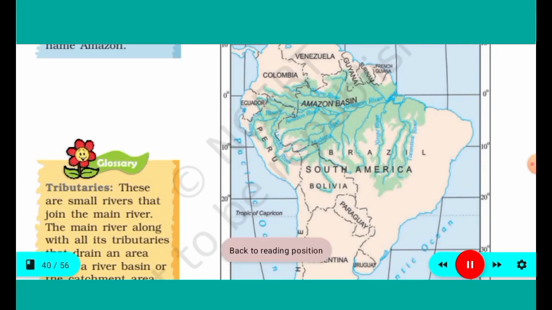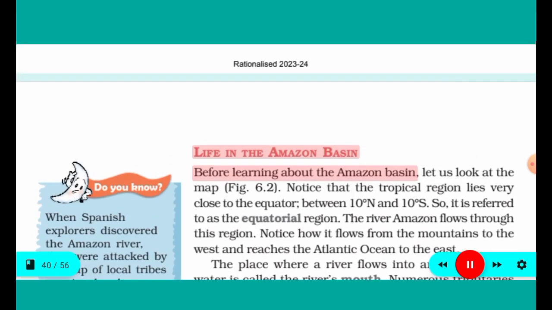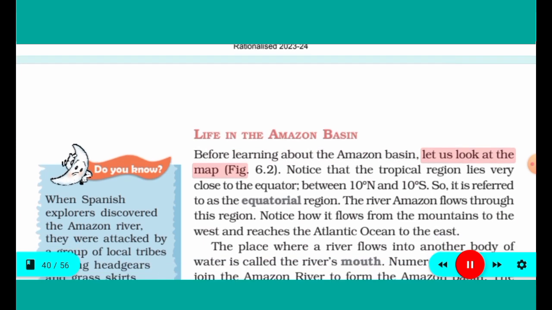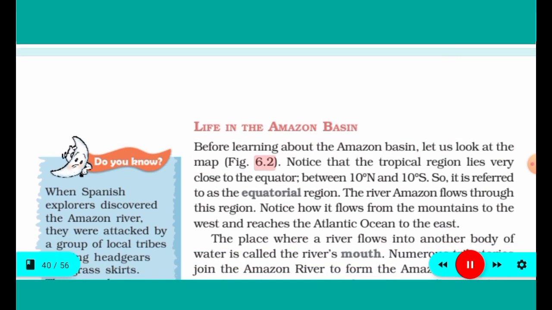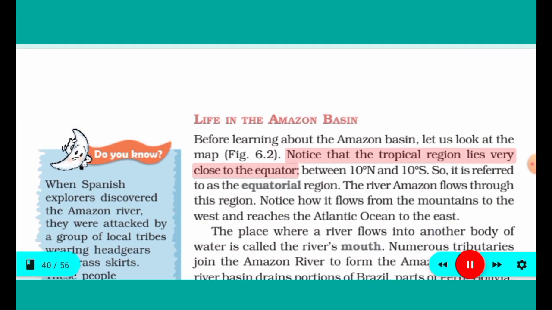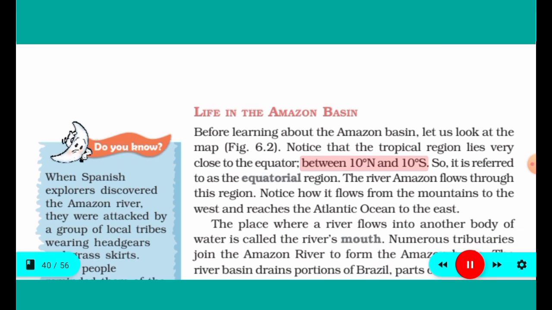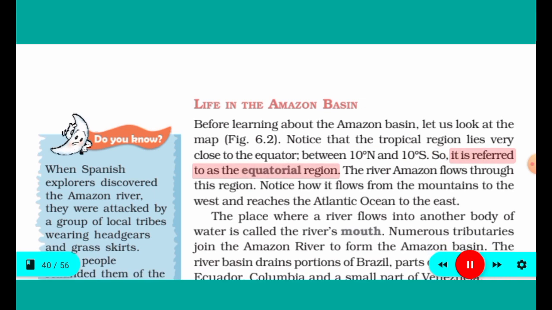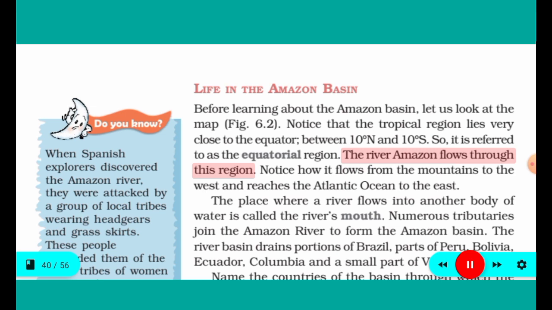Life in the Amazon basin. Before learning about the Amazon basin, let us look at the map, Fig. 6.2. Notice that the tropical region lies very close to the equator, between 10 degrees north and 10 degrees south. So, it is referred to as the equatorial region. The river Amazon flows through this region.